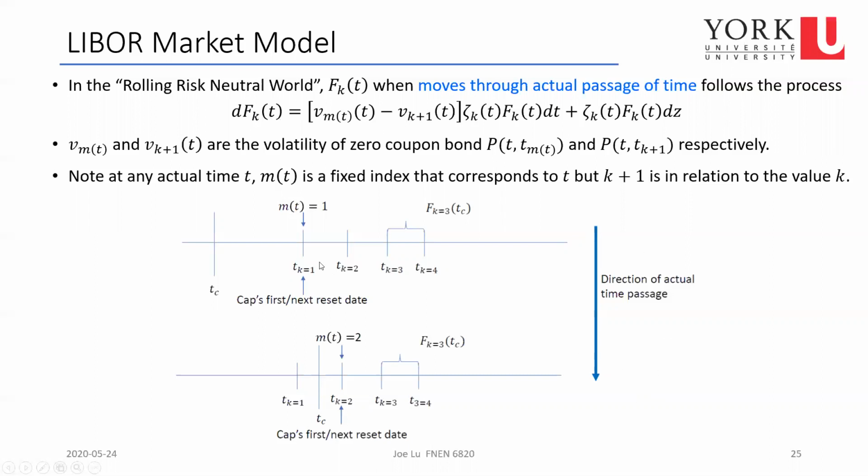Here I've just basically drawn this thing, to remind us what this m function is. When the actual evolution in the simulation moves to this point, then m will switch.